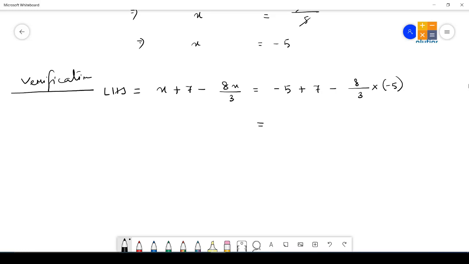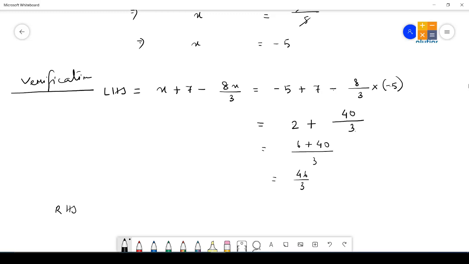So after this, what do I get? Minus 5 plus 7, the result comes as positive 2. Yes or no? Because the bigger number is carrying a positive sign here with 5 as a negative term. Then again, minus into minus will turn positive. Then 8 times 5 I get as 40 divided by 3. Then taking the LCM, the LCM is 3. Then this term will turn 6 plus 40. The result will come as 46 by 3. So this is the left hand side.